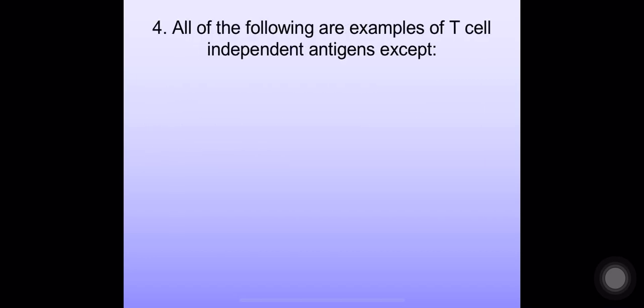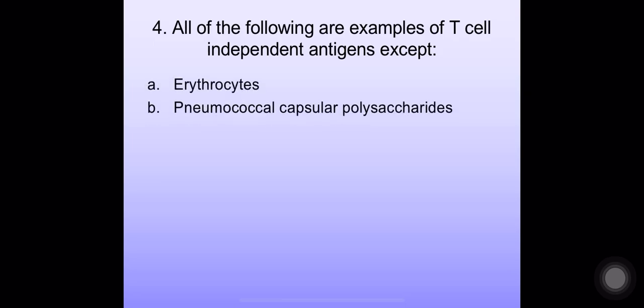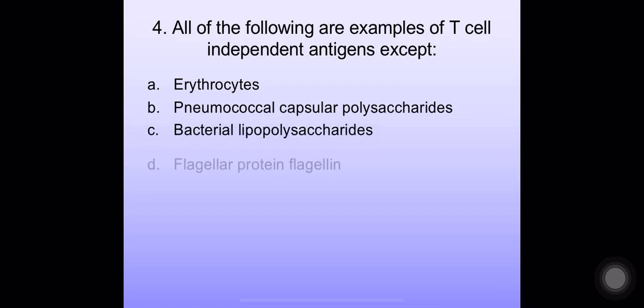Question 4. All of the following are examples of T cell independent antigens except erythrocytes, pneumococcal capsular polysaccharides, bacterial lipopolysaccharides, and flagellar protein flagellin. Options B, C, and D, that is pneumococcal capsular polysaccharide, bacterial lipopolysaccharides, and flagellar protein flagellin, are T cell independent antigens, while erythrocytes are T cell dependent antigens. So the correct option here is A, erythrocytes.